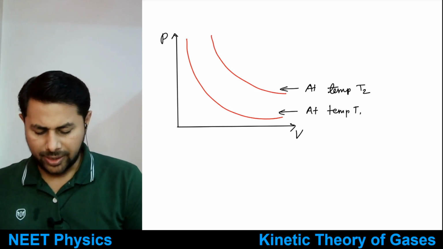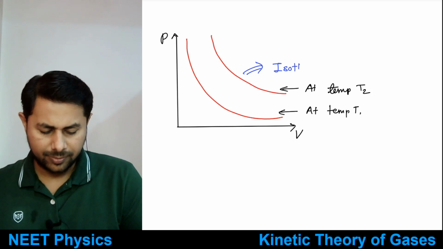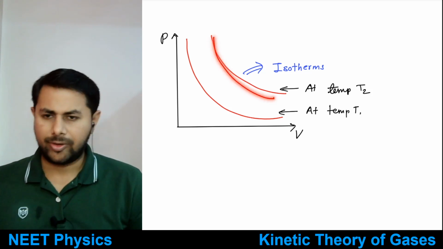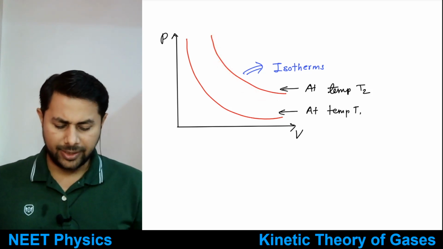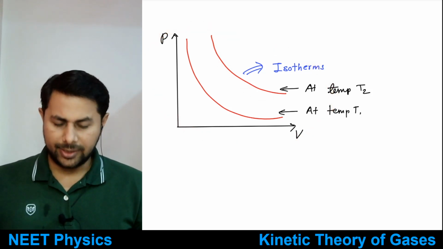So these are known as isotherms. These are known as what? Isotherms, because temperature is constant, right? So this is a pressure versus volume graph at constant temperature.